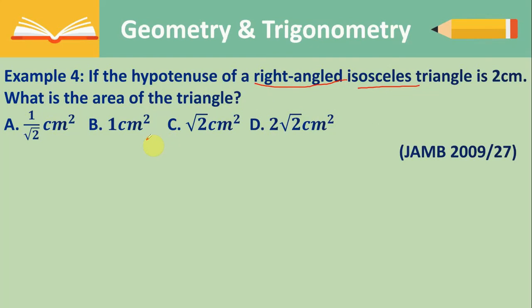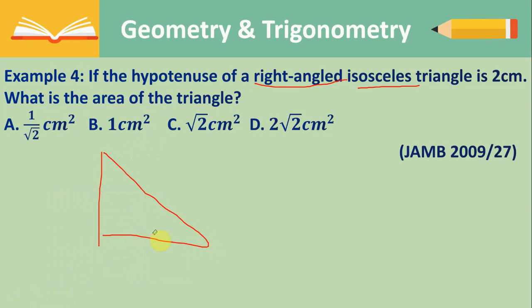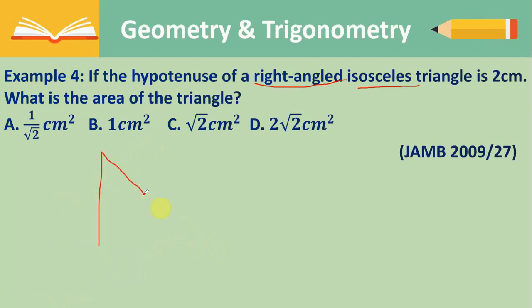What is the area? Now we have to calculate the area, but we can see that what we need is not complete. Let's assume we draw a right angle triangle. The way we need to draw it is that the two sides must be the same. So let's make this side and this side the same. Since it is a right angle isosceles, we have angle 90, and the remaining angle will be 45, because the remaining 90 is divided by 2, because it's an isosceles.